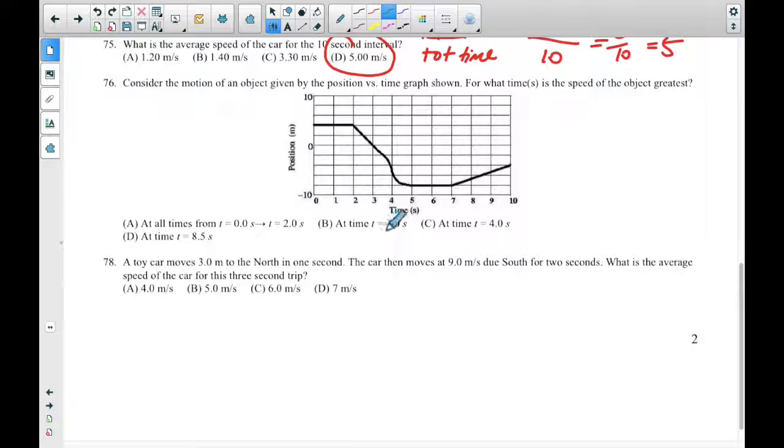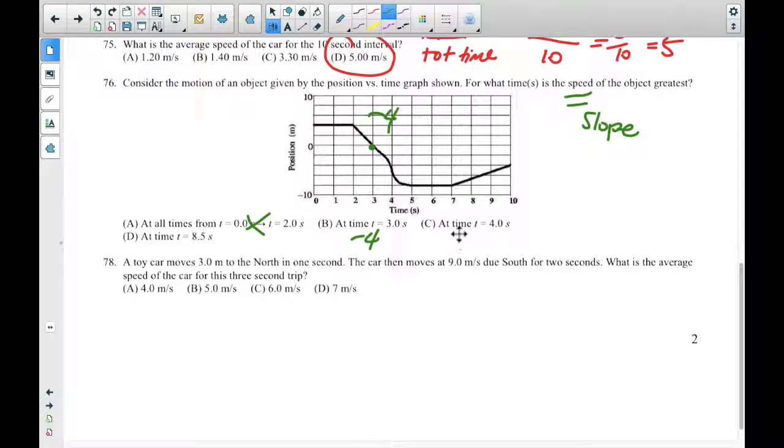Number 76, consider the motion of an object given by the position time graph shown. For what time is the speed of the object the greatest? If we have a position time graph, then speed is slope. So we're going to look for where it has the greatest slope. They have some options here from 0 to 2. No, at that time the speed is 0. At 3 is right here, so we could calculate that slope. It's going down 2, 4, 6. Maybe just say 2, 4 to get some. So it's going down 4 over 1. That's a negative 4.